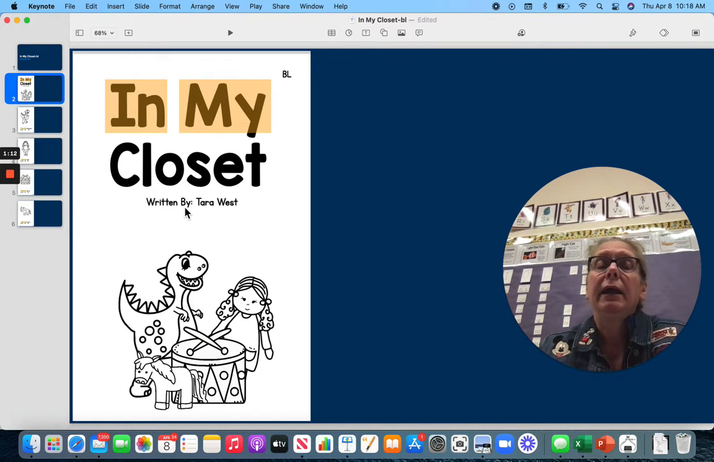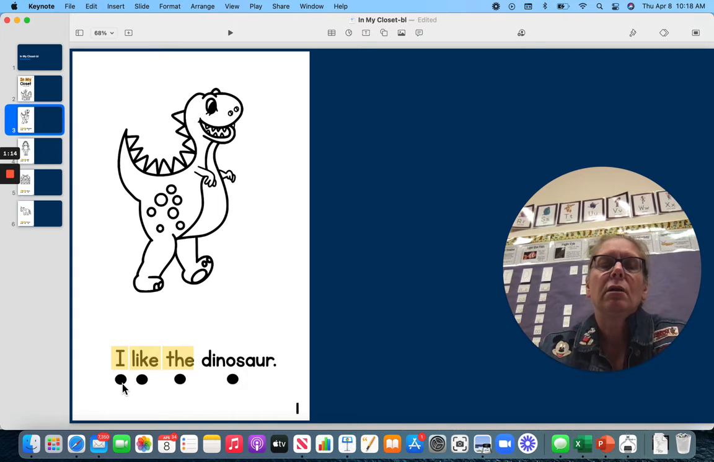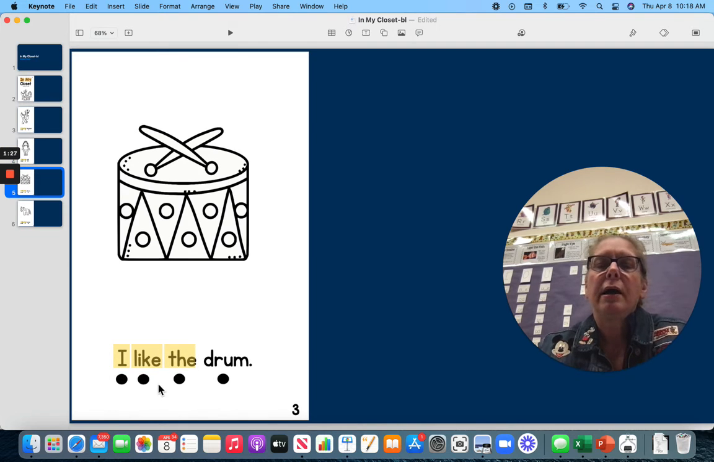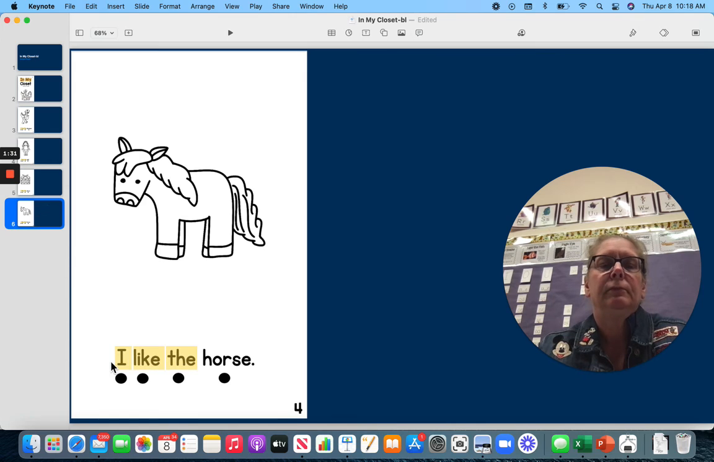In my closet. I like the dinosaur. I like the doll. I like the drum. I like the horse. So please practice reading this book until you can read it on your own.